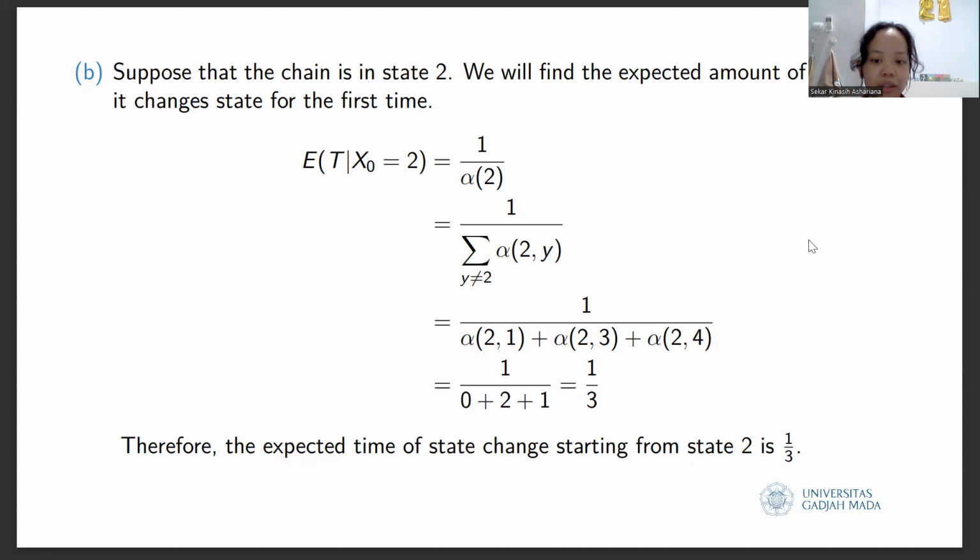So the expected time of state change starting from 2 is a third. So if you were to start from state 2, the expected amount of time until you change state is a third.